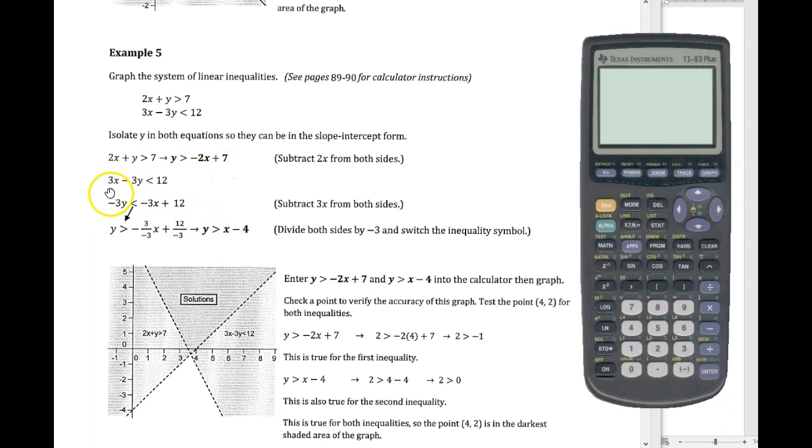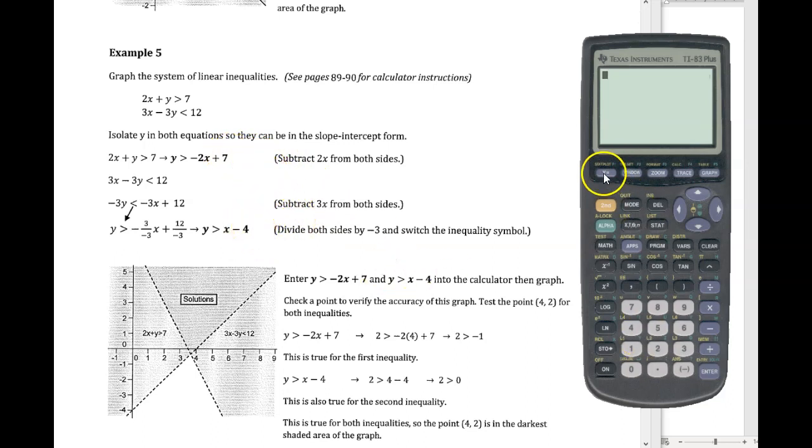The second one, we want to start by subtracting 3x on both sides. So then we have negative 3y is less than negative 3x plus 12. And then we're going to divide both sides by negative 3. And when we do that, we need to switch the inequality symbol. So we'll end up with y is greater than negative 3x divided by negative 3 plus 12 divided by negative 3, which simplifies to y is greater than positive x minus 4. So these are the two inequalities we're going to put into the graphing calculator.